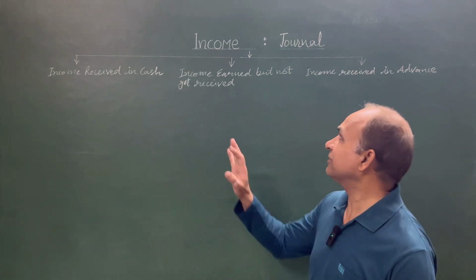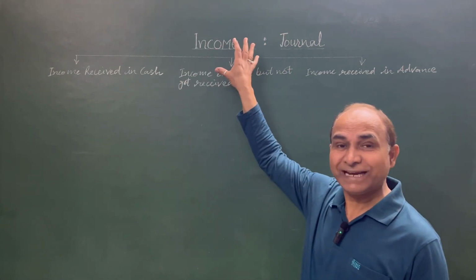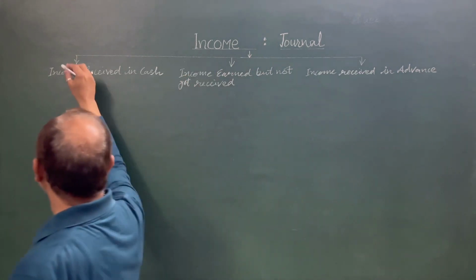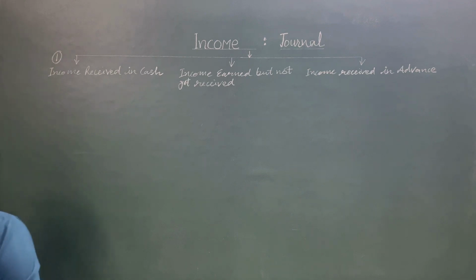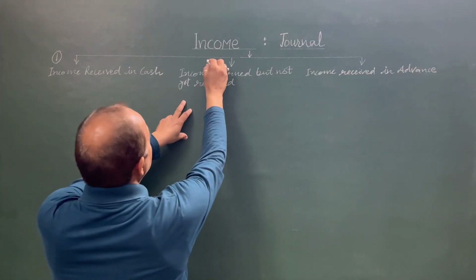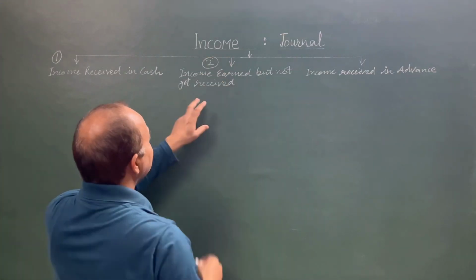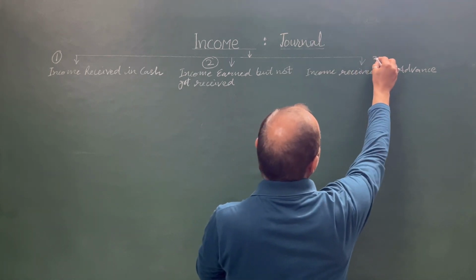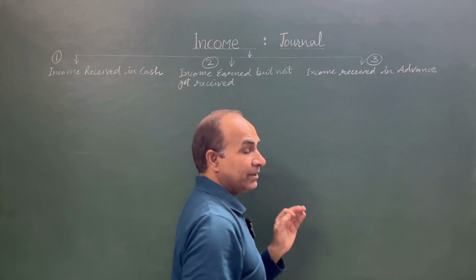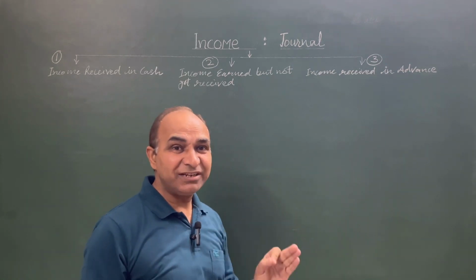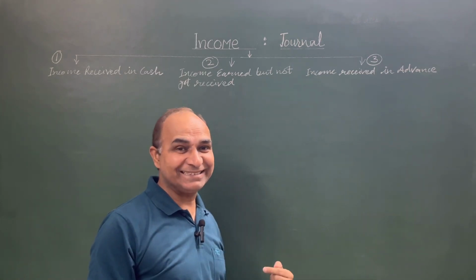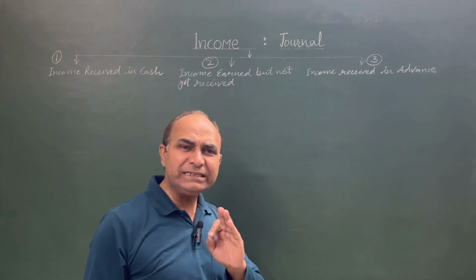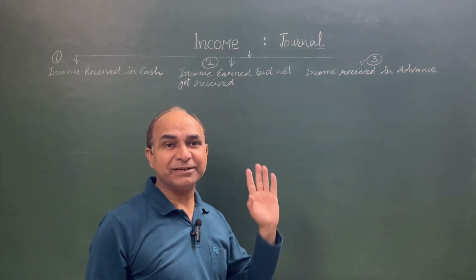Please listen to it carefully. Income, journal entries for income we have to discuss. The first case is income received in cash. Second is income earned but not yet received. And third one is income received in advance. And we have to discuss journal entries in all these three cases. And after this lecture, you will be able to pass any journal entries relating to the income.